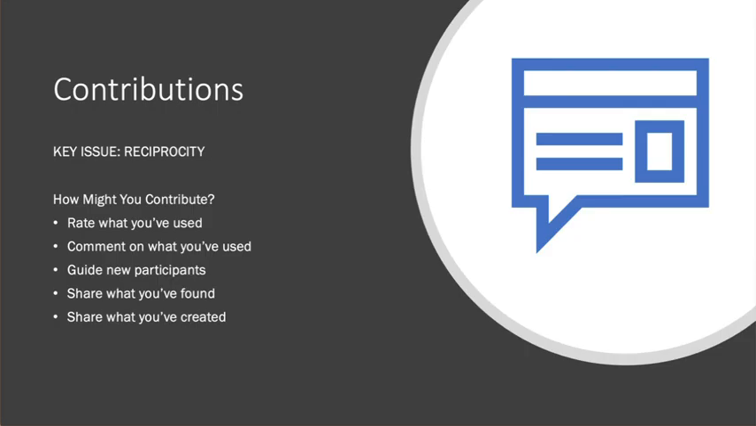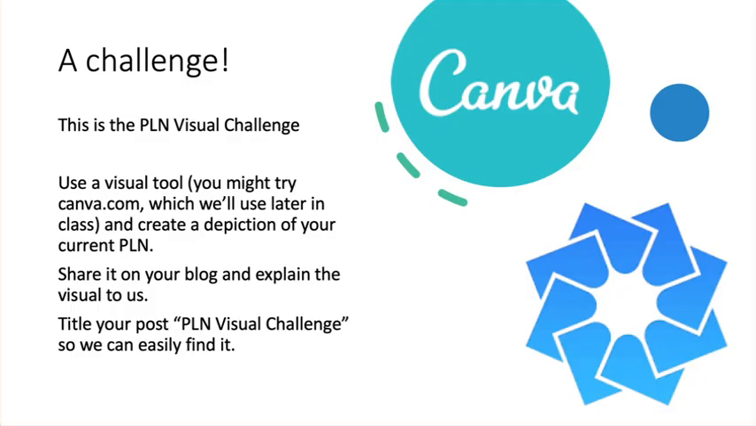When you think about contributions in a network, reciprocity becomes a really big issue. You don't want to be somebody who takes all the time. You want to have something to give. And even if you feel like you don't have a lot to give right now, sometimes it's as simple as a like or rating something that you've used or giving a little comment to somebody who has been a big sharer. And that form of low level reciprocity can be really valued. Eventually, you might get to the point where you start to share things that you've created on your own.